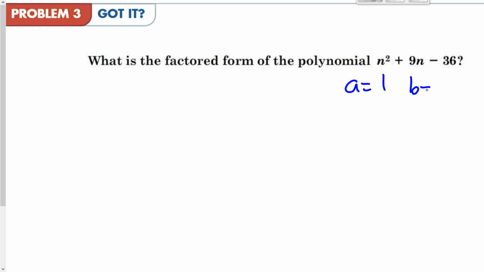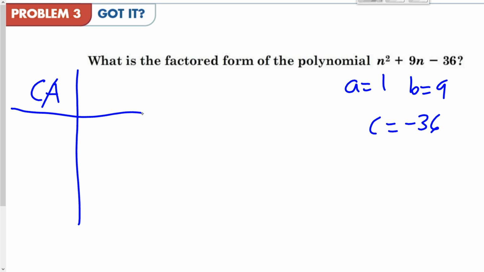My a is 1, my b is 9, and my c is negative 36. So I take my c times my a. 1 times negative 36 is negative 36. Right? Make sure when you're multiplying, are you multiplying two negatives? Are you multiplying two positives? Are you multiplying a negative and a positive? Right? So those are important. I get negative 36, and my b is positive again.